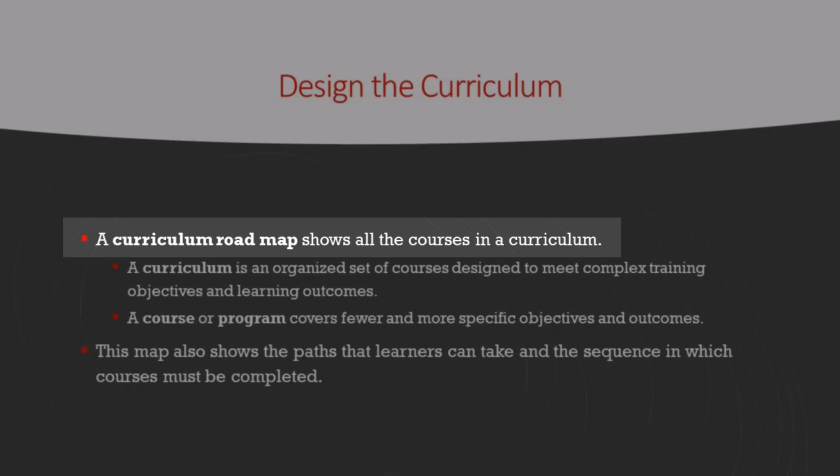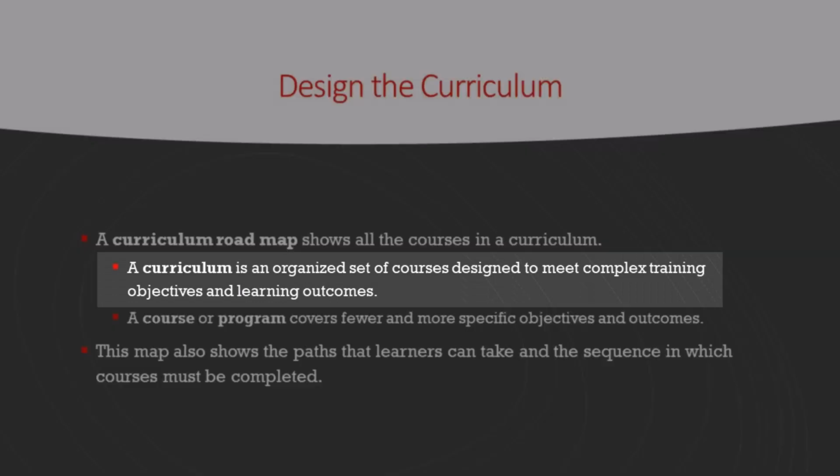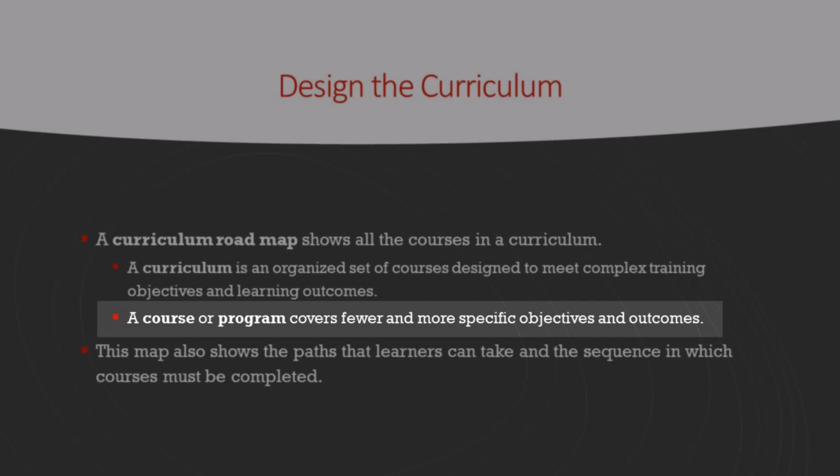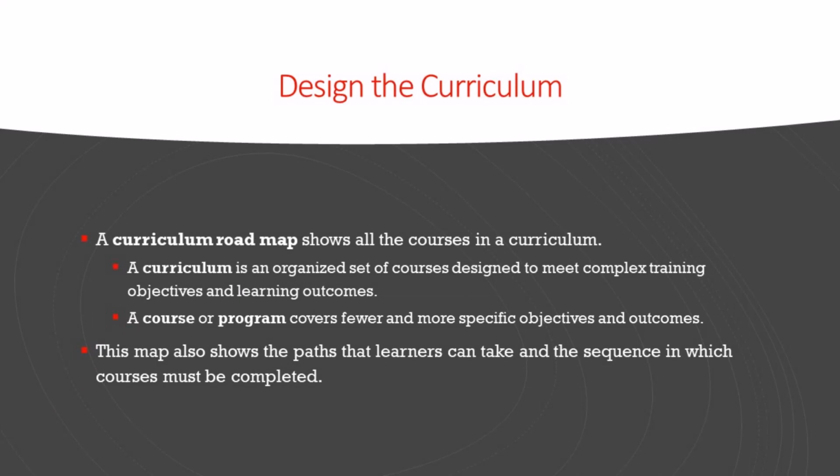Ideally, we start with a roadmap or a visual representation of the courses that will be included in a curriculum. Technically, a curriculum is an organized set of training courses or programs that collectively are designed to meet complex training objectives and learning outcomes. Curricula often provide options so learners can choose courses that meet their needs. Courses or programs are focused on more specific objectives and outcomes, ones that need to be aligned with those in the curriculum.